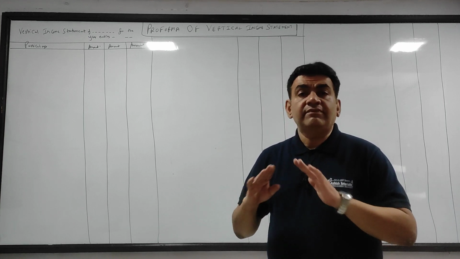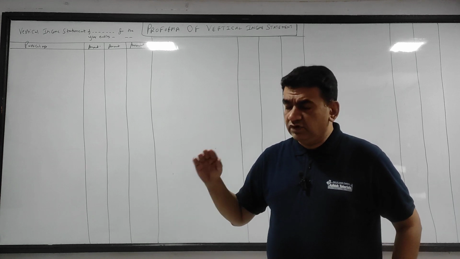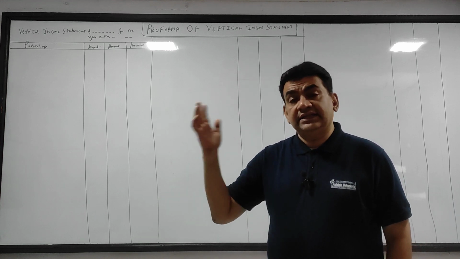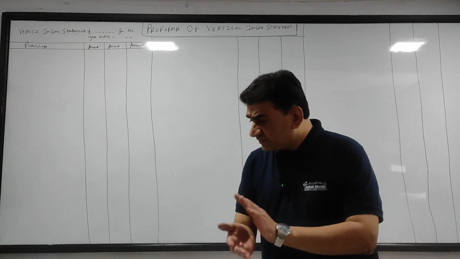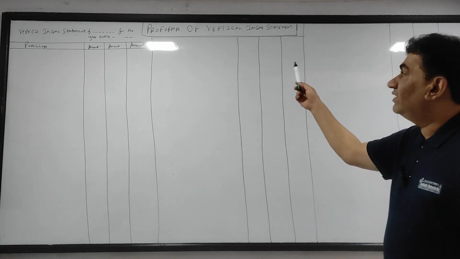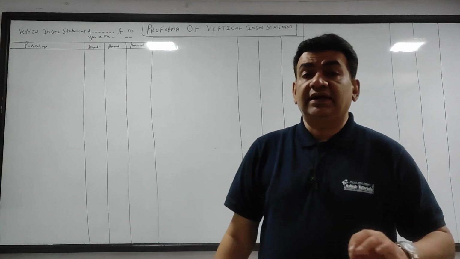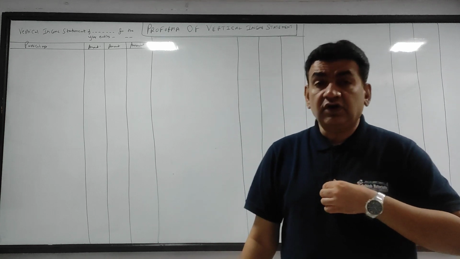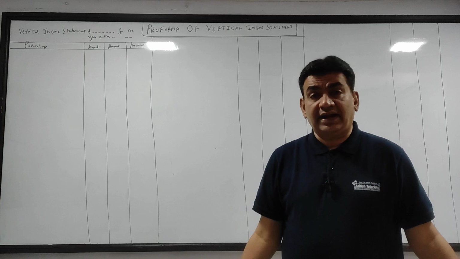In this full session I am not solving any sum. I will discuss the full income statement, and in the next class we will take the sums. Now see, I've given the heading Proforma of vertical income statement. Vertical income statement is nothing but converting our normal trading and profit and loss account in the vertical format.